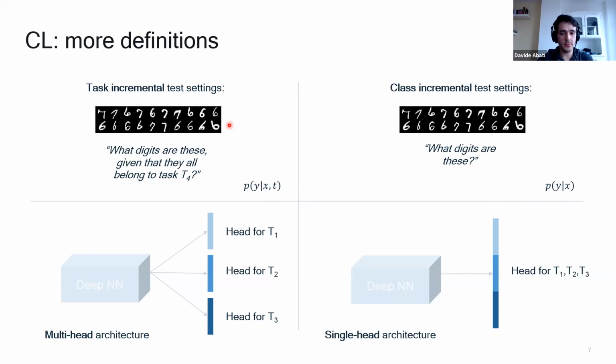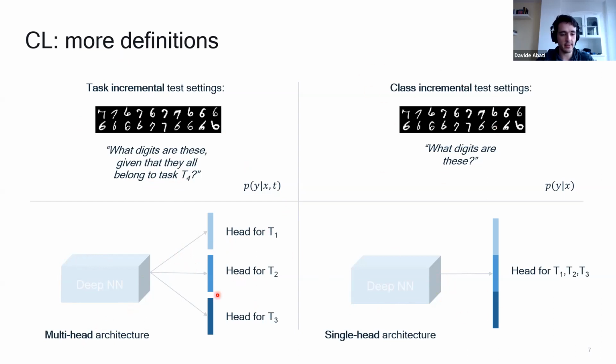Usually, this mirrors also a distinction in the model. So continual learning researchers build their own model, and it can either be a multi-head model or a single head model. And typically, it's not 100% correct, but typically task incremental settings are tackled with multi-head architectures, and class incremental settings are tackled with single head architectures.